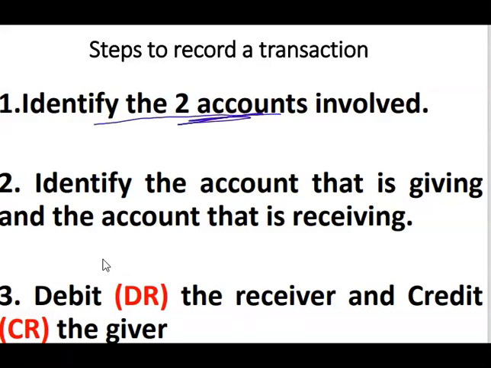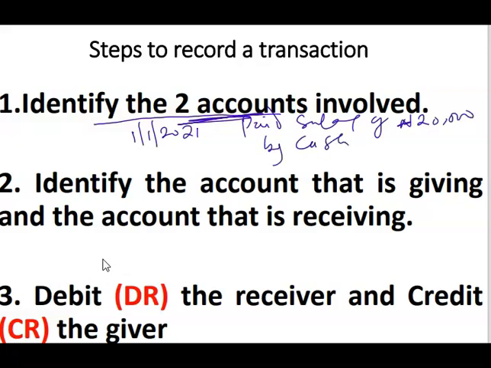For instance, say on the 1st of January 2021, the company paid salary of 20,000 naira by cash. If you are to identify the two accounts involved in this transaction, we have salary and we have cash. Now, the next step is to identify the account that is giving and the account that is receiving. That is, identify the giver, identify the receiver. Which account is giving, which one is receiving?